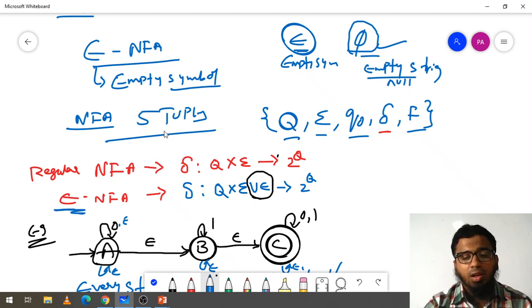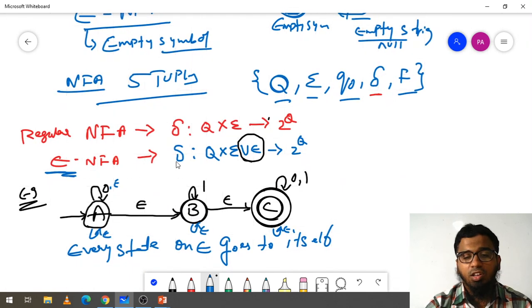Okay. NFA has the five tuples. If you remember, in the previous classes we already discussed, Q is the number of states, sigma is the number of symbols, Q0 is the initial state, and F is the final state. Only the slight difference is delta. In the regular NFA, delta is Q cross sigma going to 2 to the power of Q. But in the epsilon NFA, delta is Q cross sigma union epsilon, and then also we will get 2 to the power of Q.